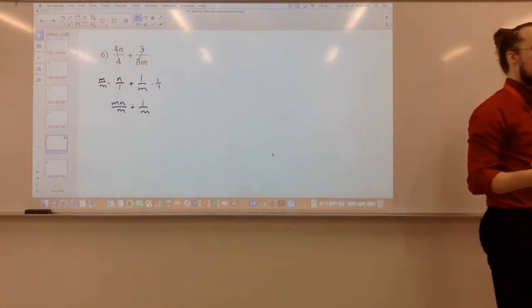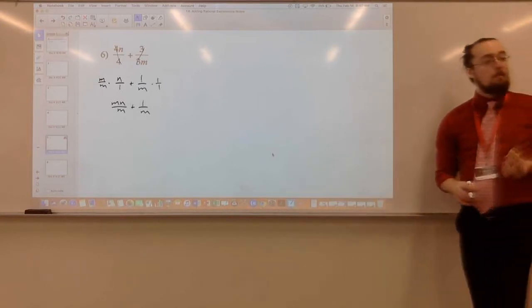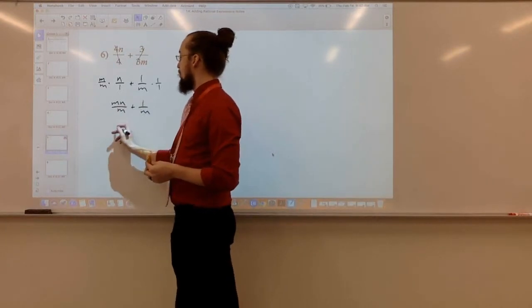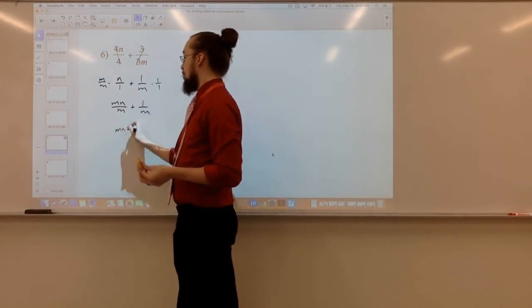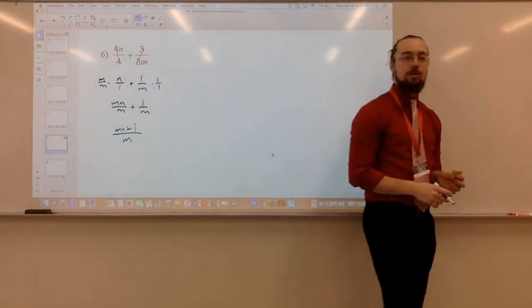Alright, so now what? Right. I can just add my numerators together now, and there are no like terms. So I would just have mn plus 1 over m.